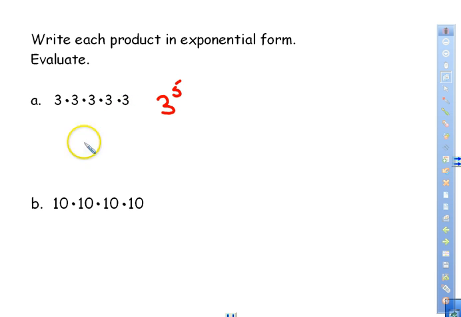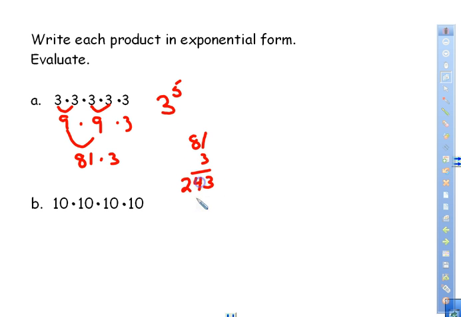Okay? Now we've got to multiply. So 3 times 3 is 9. That 3 times 3 is 9. And then we've got another 3 left over. So now we can say 9 times 9 is 81. And 81 times 3 is going to give me 243. So this answer and this answer is what I'm looking for. This is the product in exponential form, and this is evaluating.